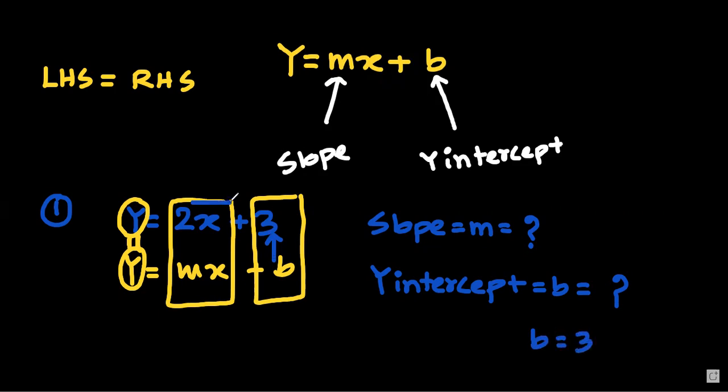And 2x and mx are the same, x and x are the same. That means m and this 2 would be the same, so the m value is 2. So that's it. Take another example.